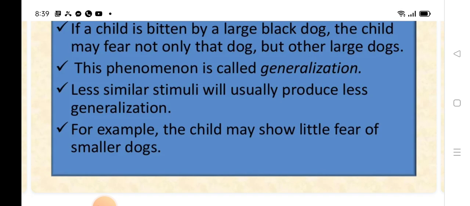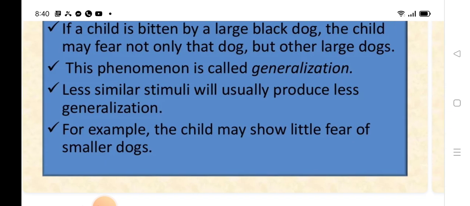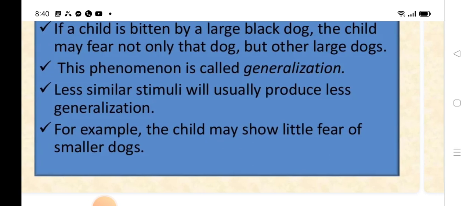If a child is bitten by a large black dog, oh my God, the child may fear not only that dog, but other large dogs, of course. This phenomenon is called what? Generalization, right? Less similar stimuli will usually produce less generalization. For example, the child may show little fear of smaller dogs, maybe, but the large black dog, he will definitely be afraid of.